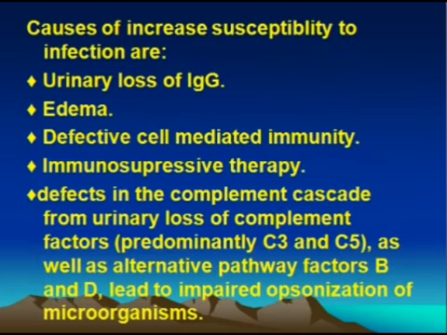What are the causes of increasing susceptibility of children with nephrotic syndrome to infection? These causes include urinary loss of IgG, edema which acts as a culture media for microorganisms, defective cell-mediated immunity, immunosuppressive agents used in treatment of nephrotic syndrome like steroid, defects in the complement cascade from the urinary loss of complement factors, predominantly C3 and C5, as well as the alternative pathway factors B and D, and this will lead to impairment of opsonization of the microorganism.